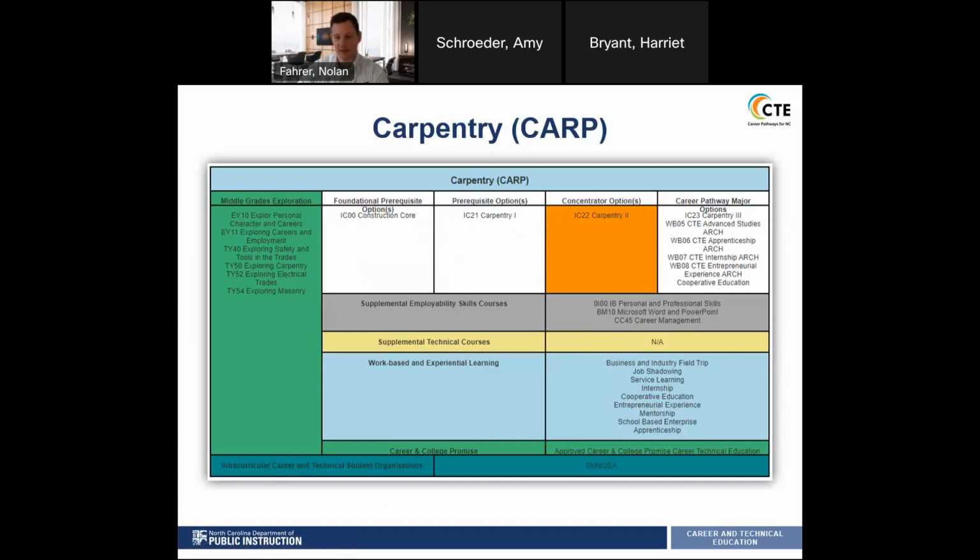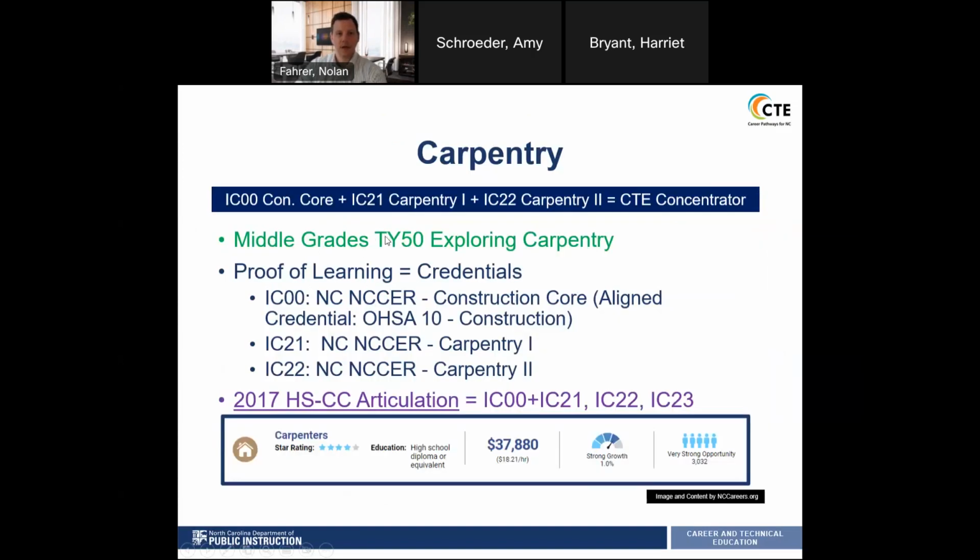Carpentry is pretty much the same as far as the pathway structure. There is an introductory course. You're starting with Common Core, and then we're trying to get our students to that concentrator option. Again, you can see that pipeline is exactly the same for three of my areas. We have an exploratory course that supports the high school course. Similar credentials, except in the carpentry specific courses.